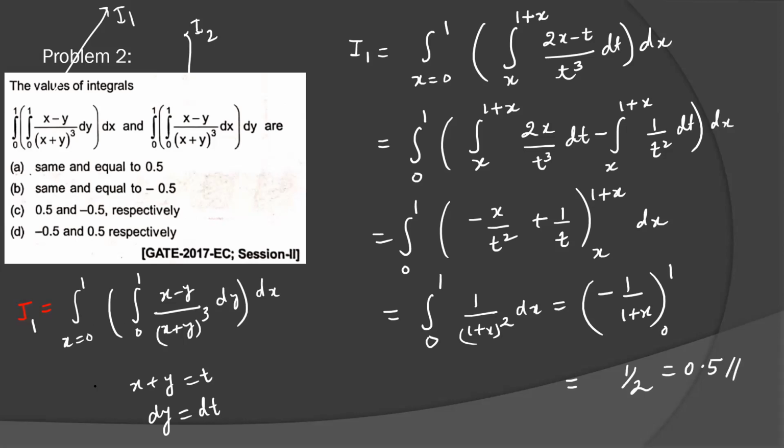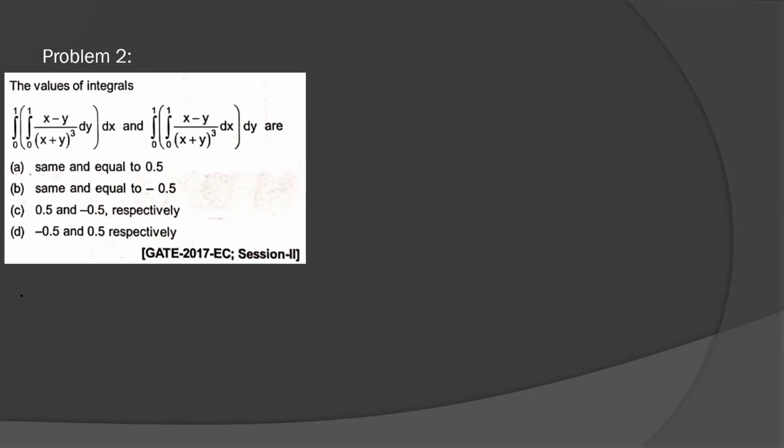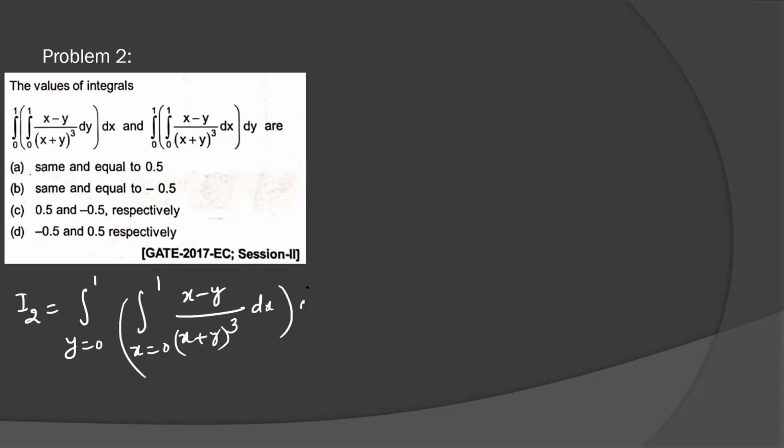Similarly, if you solve the second part, I2 integration, the y limit is 0 to 1 and the x limit is also 0 to 1, but we have to integrate with respect to x firstly. Then let x plus y equal to t, and differentiating, dx equals dt.